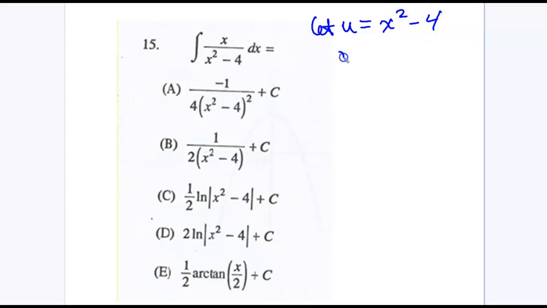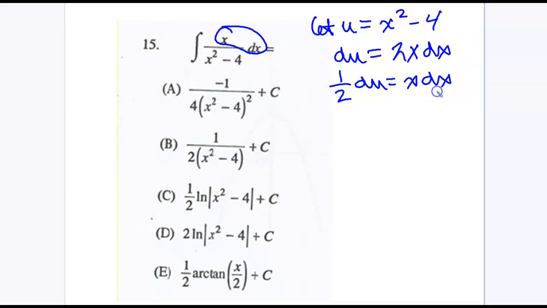We're going to let u equal x squared. So du is 2x dx. Again, I just have an x dx, so I have to divide by 2. So this is going to become, in place of x dx, I'm putting 1/2 du. And in place of x squared minus 4, I'm putting u.